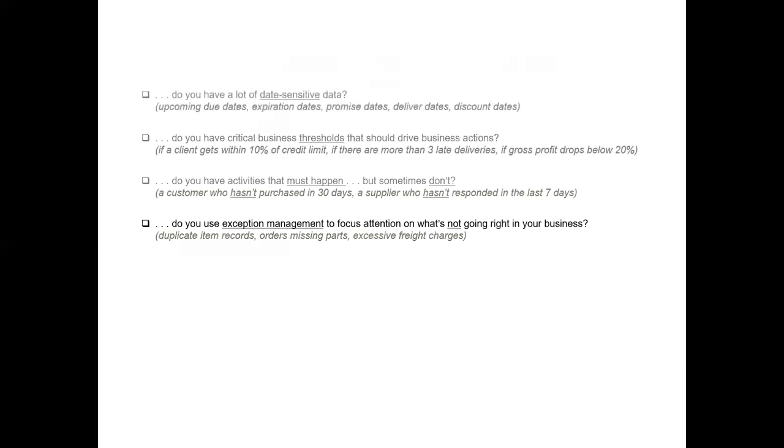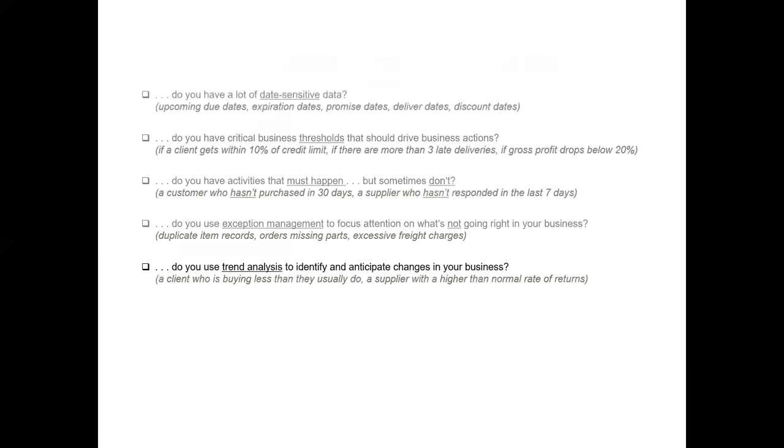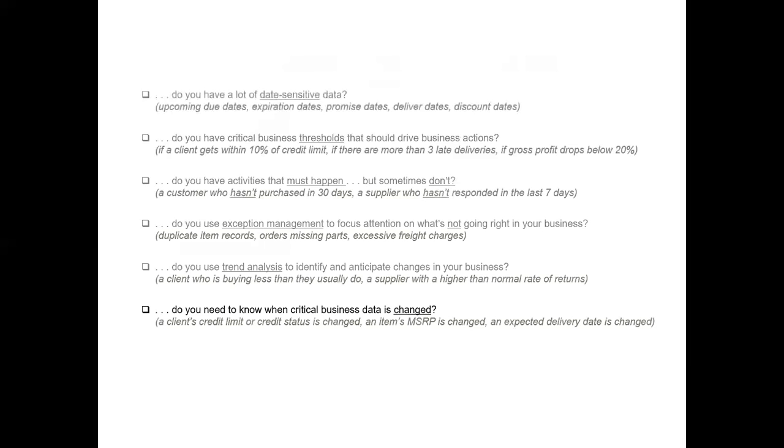Or perhaps has it been more than 30, 45, or 60 days since certain items in inventory have been sold? Does your organization, as a rule, tend to rely upon or look to exception management to focus attention not on everything that's going right within your organization, but just on the few things that are going wrong? Do you utilize trend analysis to identify changing trends in purchasing and the like? Do you need to know when certain critical information in your Sage ERP system has changed, such as an item's MSRP being changed, a customer's credit limit or credit status being changed, etc.?